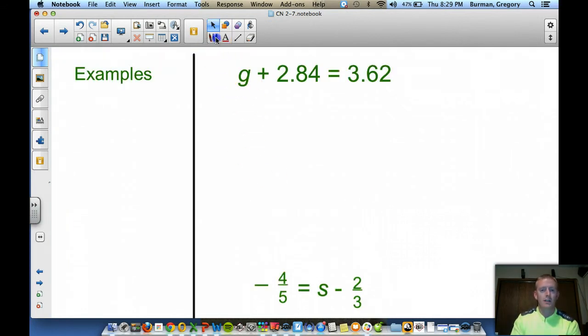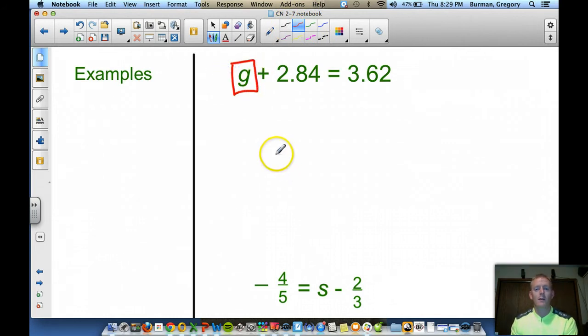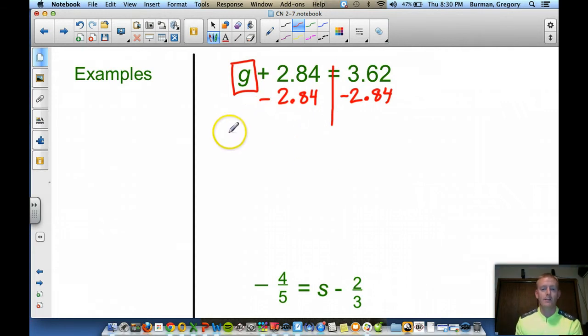G plus 2.84 is equal to 3.62. Remember, when we started talking about these things, we want to move things away from the side that has the variable on it. So right now G is being added a 2.84 to it, so to undo that we have to subtract 2.84 from both sides. Now, some of you might like to draw that line here. That's not something that you necessarily have to do, but it is something that will help you to keep things straight if you need to.